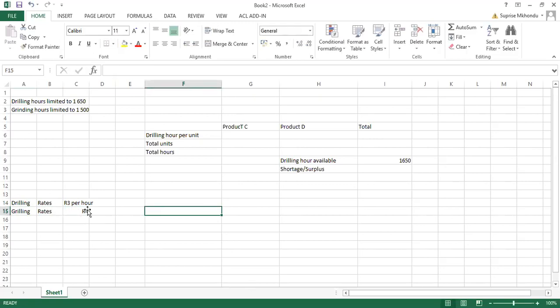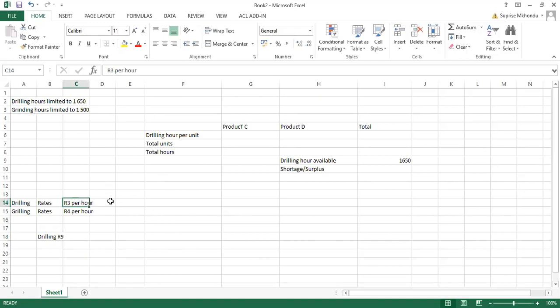If it takes 4 rands per hour, and then they are saying that product C overall cost, drilling, will be 9 rands. How much will be the total hours? It's going to be 9 divided by 3. I get how much is per hour.